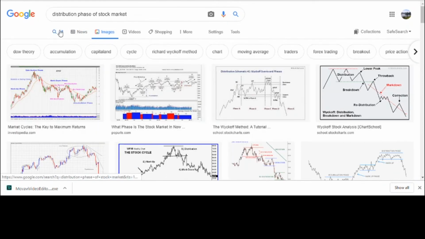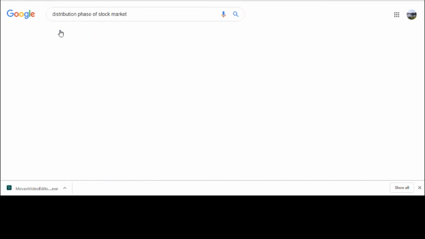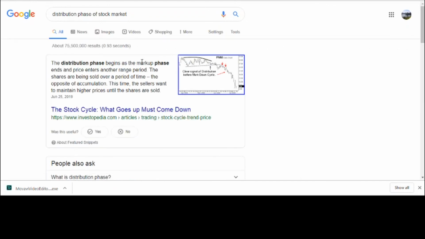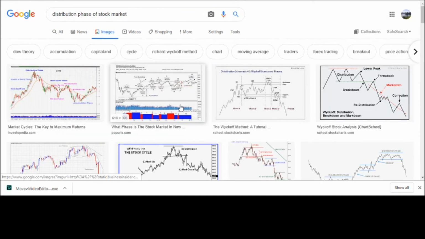Okay, let's see what definitions we have for distribution phase on the internet. The distribution phase begins as the markup phase ends, and price enters another range period. The shares are being sold, but how are we going to read it? That's what we have to actually understand. So they are just giving us a definition. Let's go into the images and see if we can find anything regarding the distribution phase.